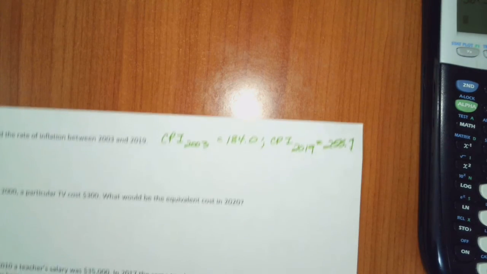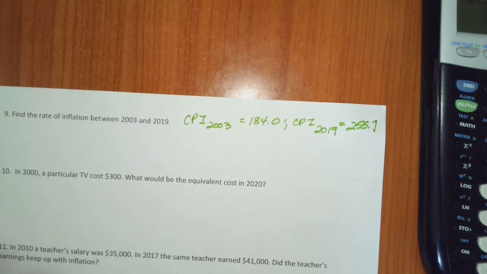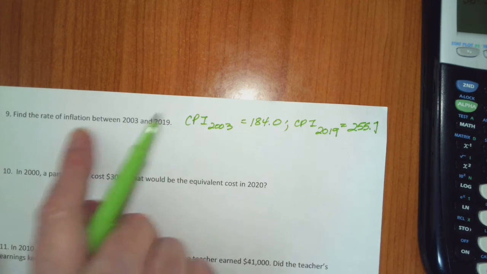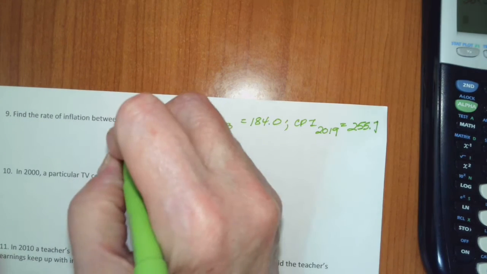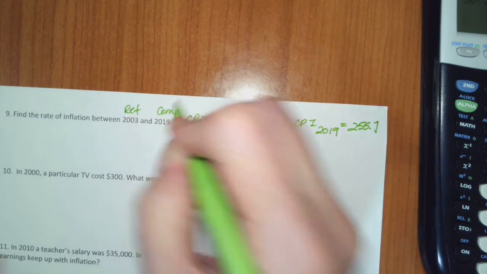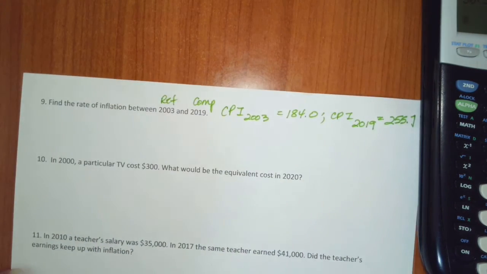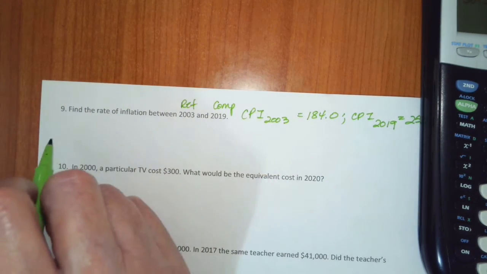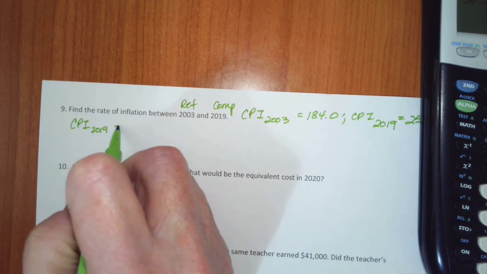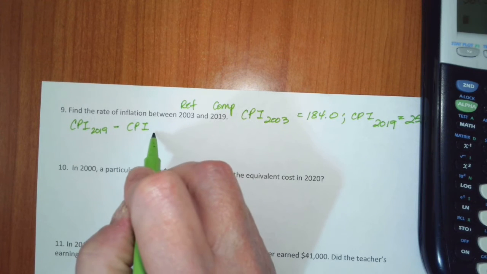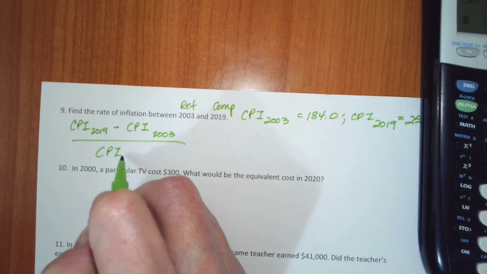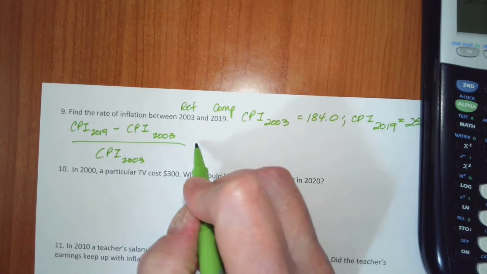So from here, all I have to do is find out which is the compared value and which is the reference value. Well, if we want to find the rate between these two, then this is going to be my reference, and this is going to be my compared. So now it's just the relative change formula. So it's going to be the CPI 2019 minus the CPI 2003, divided by the CPI 2003.